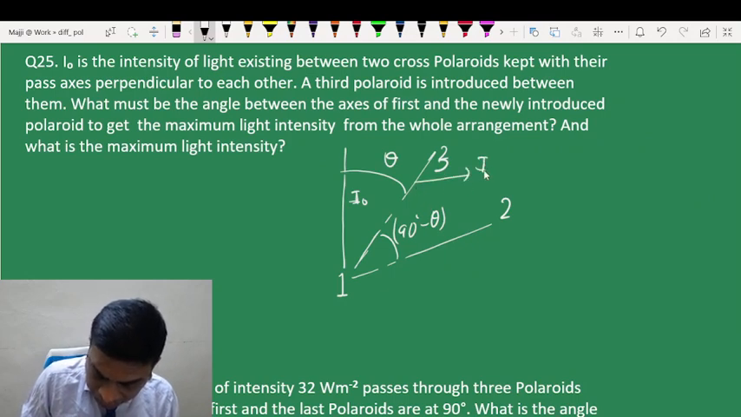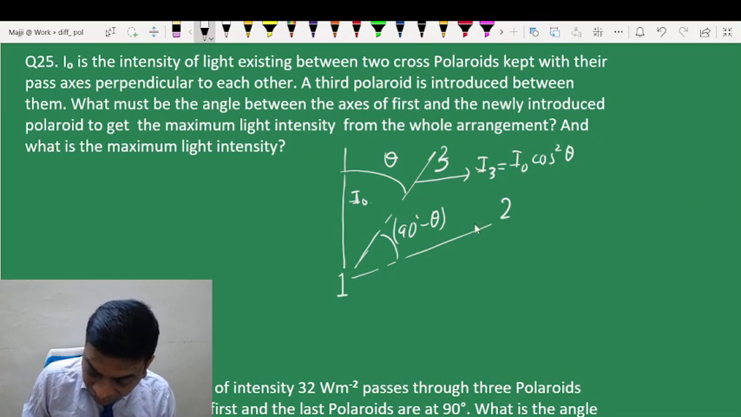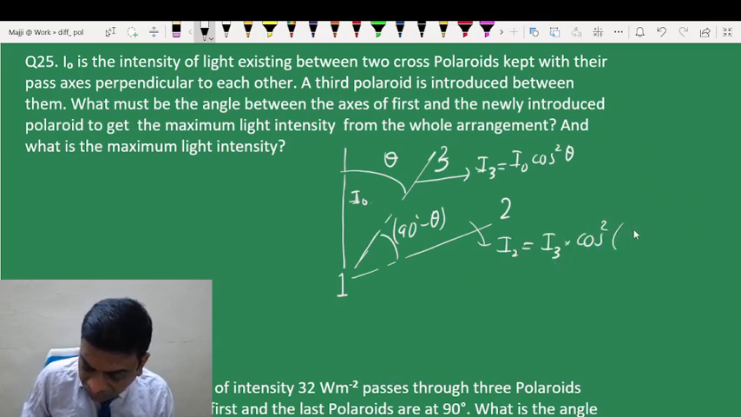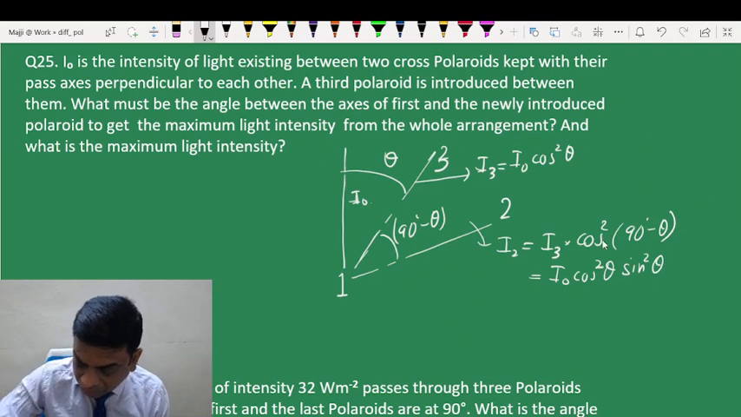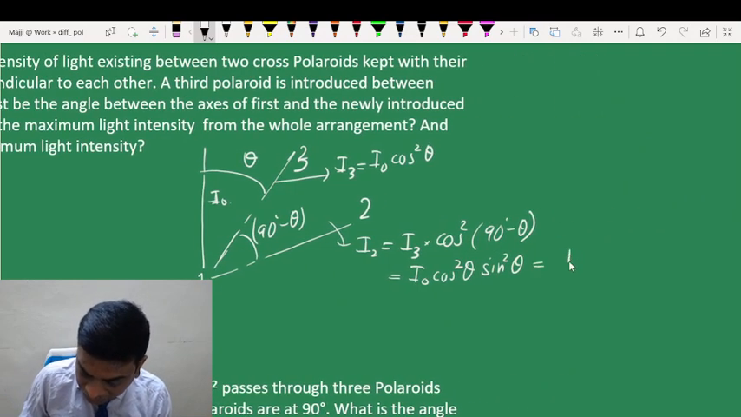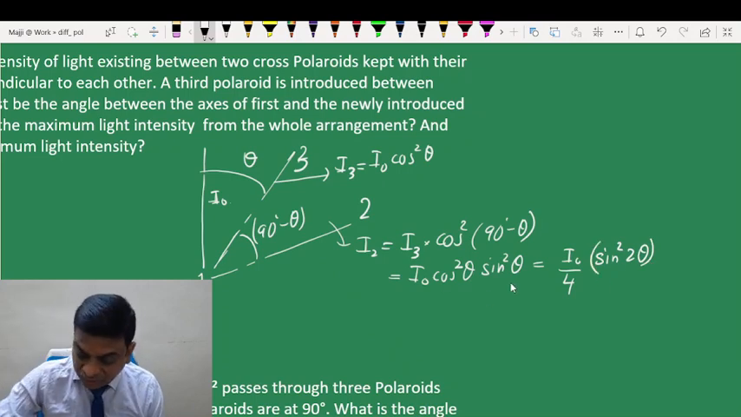So here the intensity when it emerges is I naught into cos square theta according to law of Malus, and when it emerges through the next one, it will be the intensity of incident light into cos square of the angle between the planes of transmission. So this will be I naught cos square theta into sin square theta. Which can be written as I naught by 4 into sin square 2 theta, because 2 sin theta cos theta is sin 2 theta.